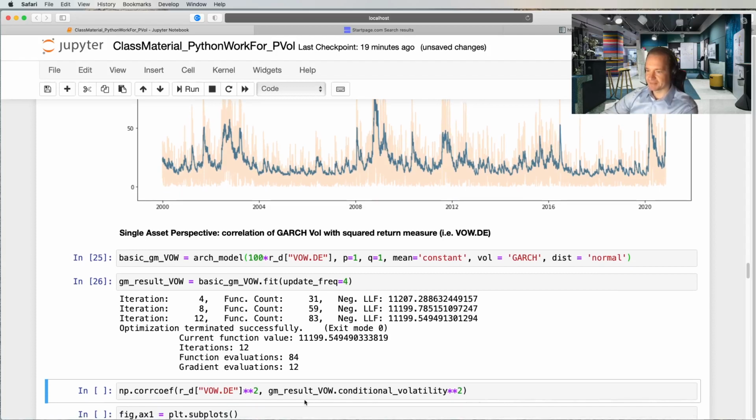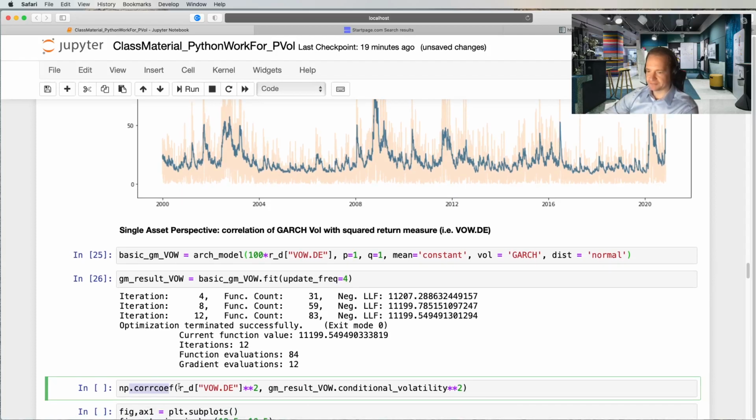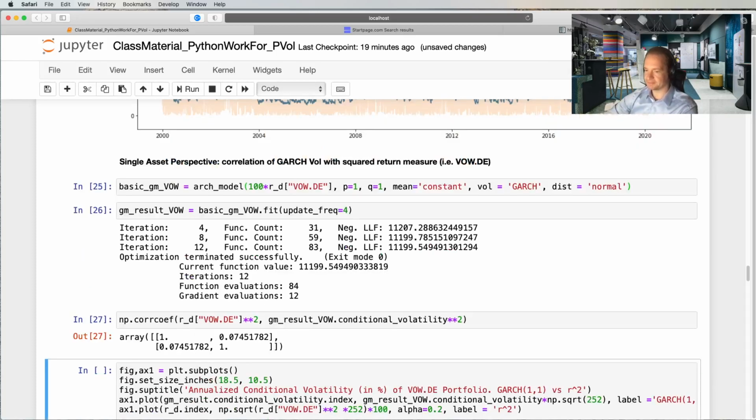Okay. And now we get the correlation between the squared return and the GARCH implied vol, both in terms of variance. So we correlate both variances, only 7%. So they have nothing in common. Nothing in common. It should be that way.